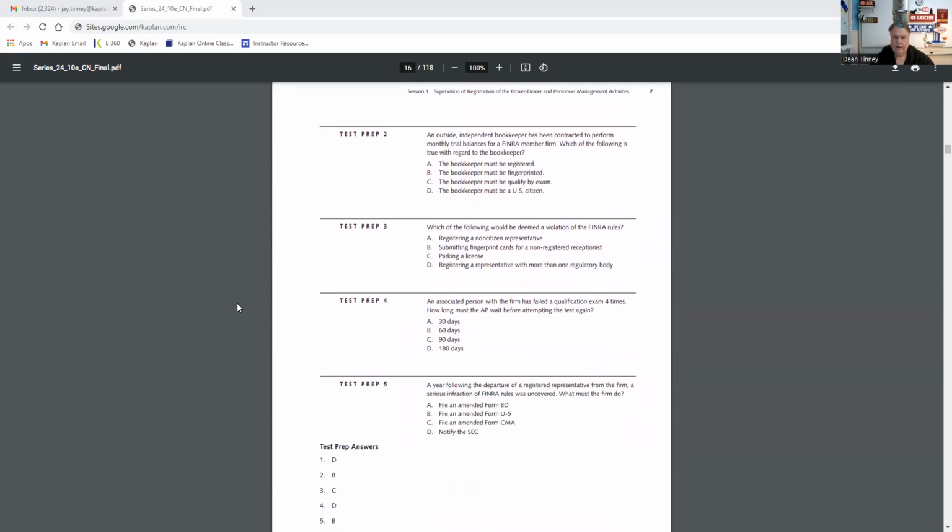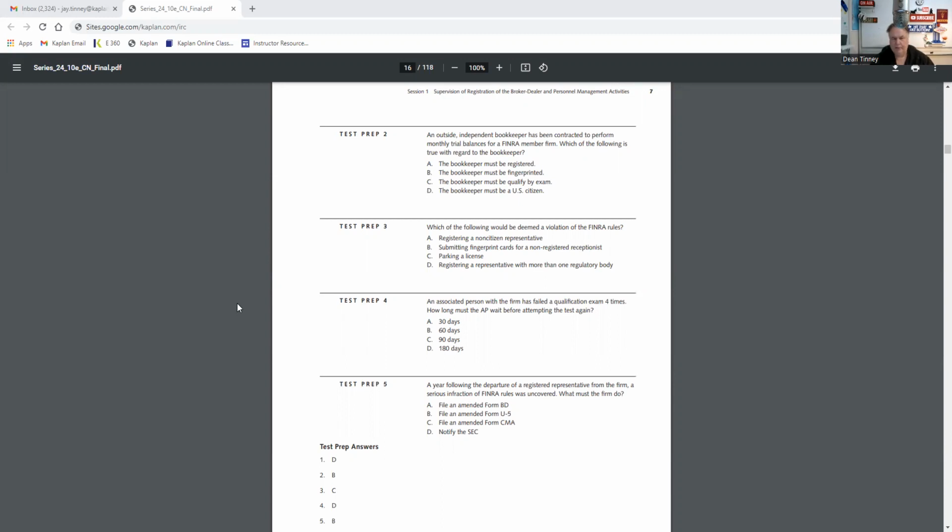Number 2, an outside independent bookkeeper has been contracted to perform monthly trial balances. Well, now you know we are required to have monthly trial balances. Sometimes you get free information in a question. Which of the following is true with regard to the bookkeeper? Anybody involved in accounting, support unit activities where there's monies and securities involved is required to be fingerprinted. So the answer to test prep 2 is B. All U4s are accompanied with a fingerprint card, and somebody who's handling monies and securities definitely needs to be fingerprinted.